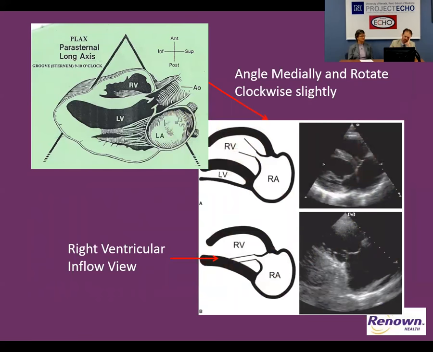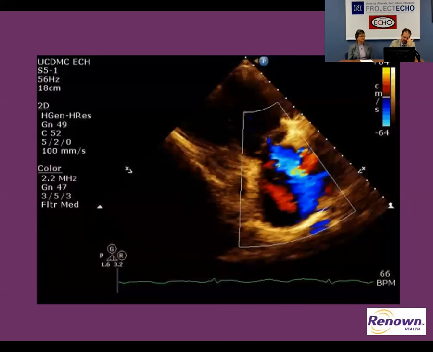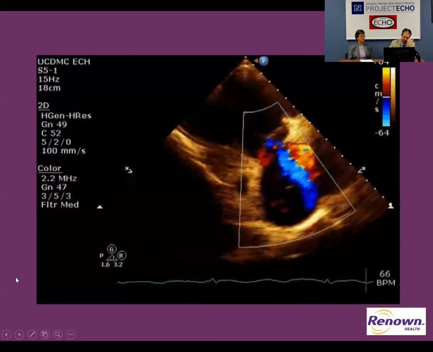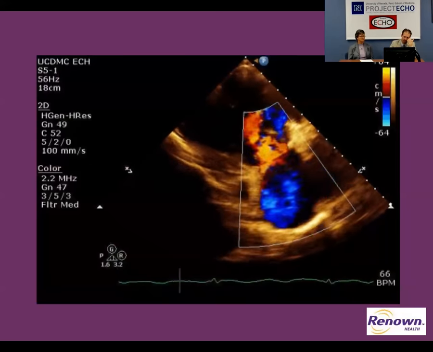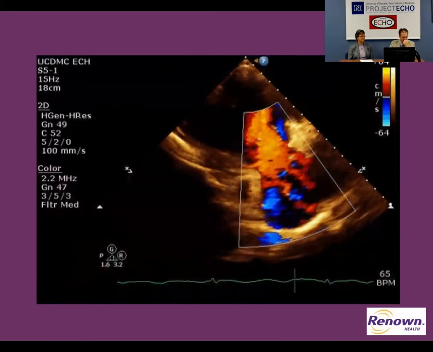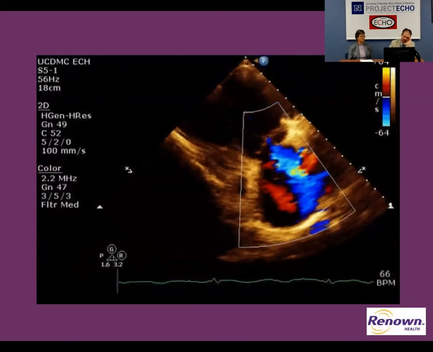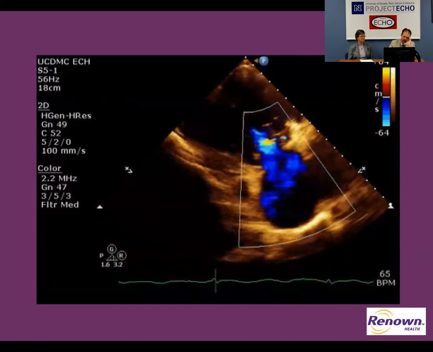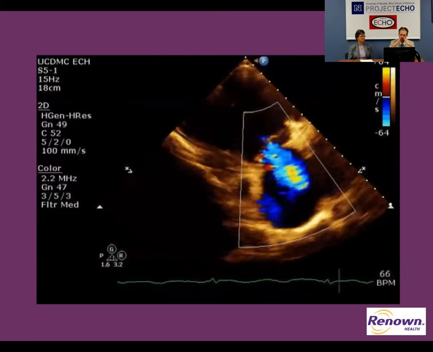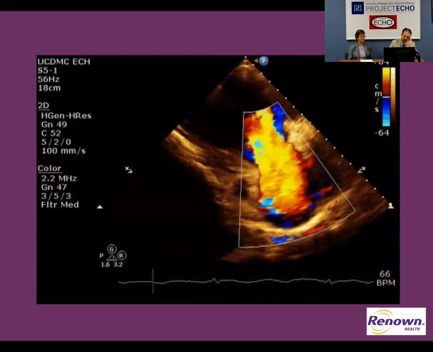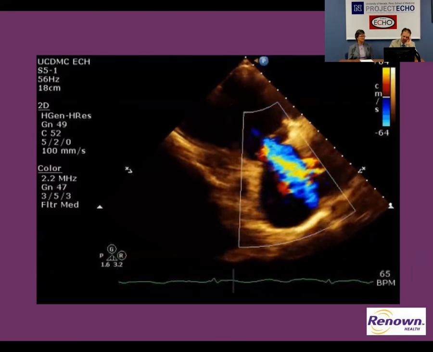If you were actually taking these images yourself, there's some tips for how you would do that. You would angle medially and rotate slightly clockwise to go from the parasternal view of the left ventricle to the right ventricular inflow view. And so again, we add some color flow. In this case, there's moderate, almost severe tricuspid regurgitation. So this is a dilated right ventricle, and some functional regurgitation, that means the tricuspid tips are not coapting well, leading to tricuspid regurgitation.